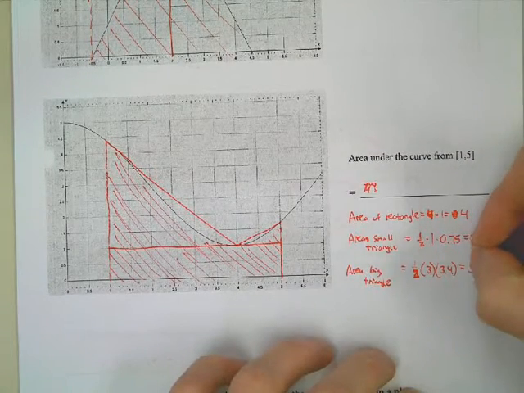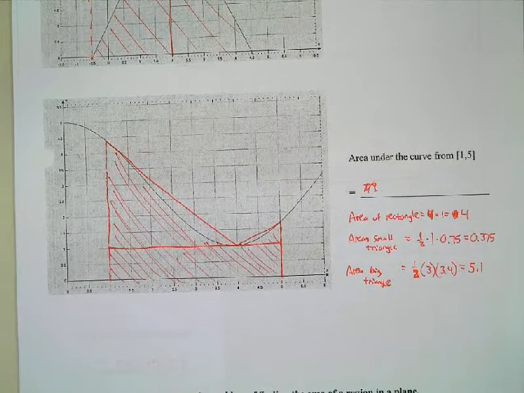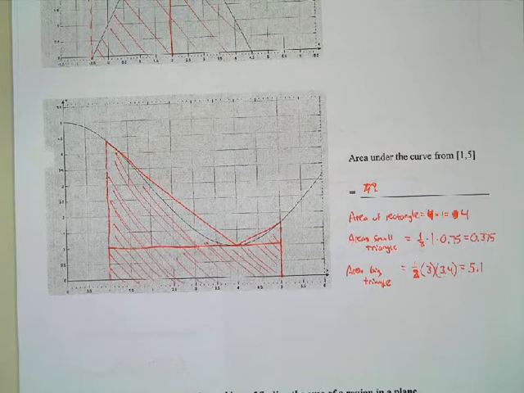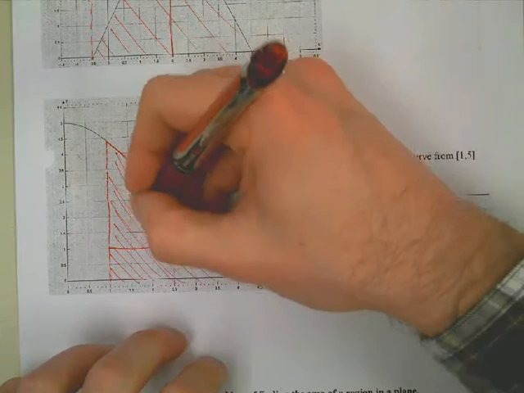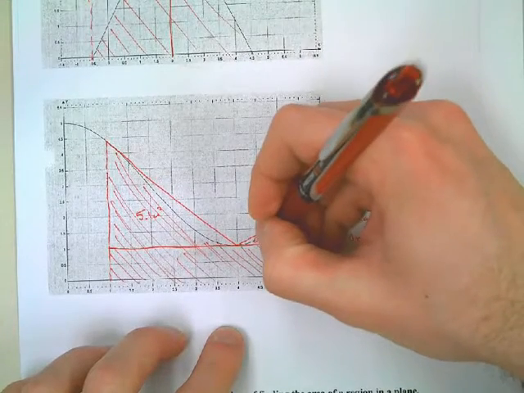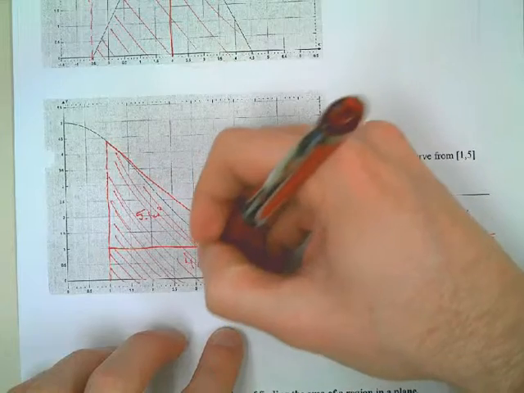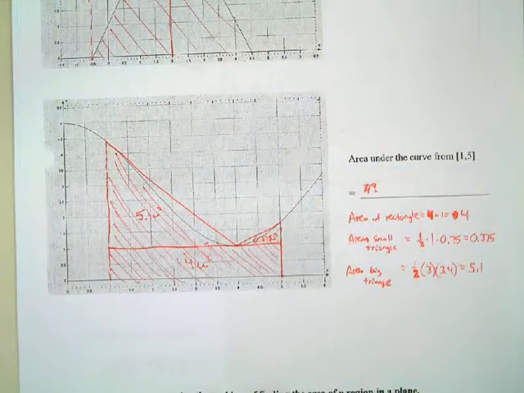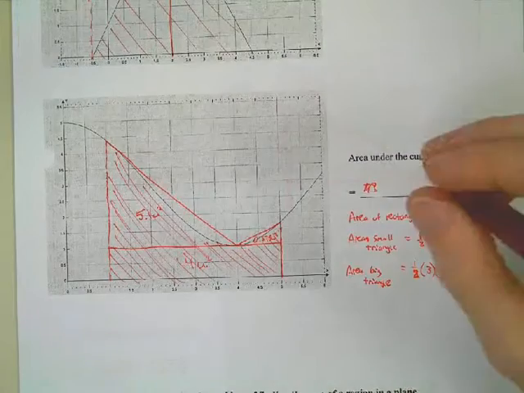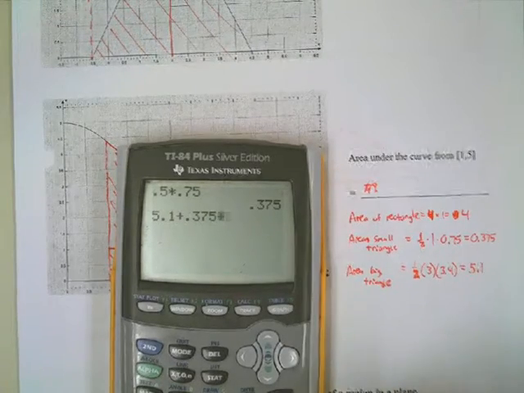So again, 5.1 units squared, about 0.375 units squared, and then 4 units squared exactly. All those added together, so 5.1 plus 0.375 plus 4 yields 9.475 units squared approximately.